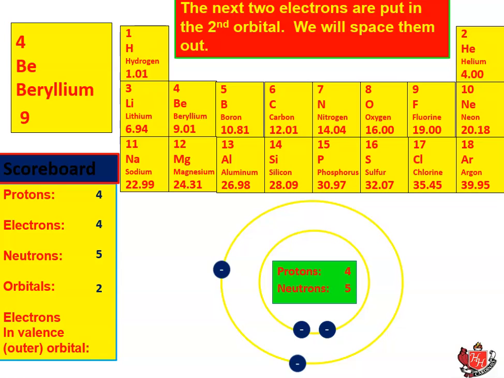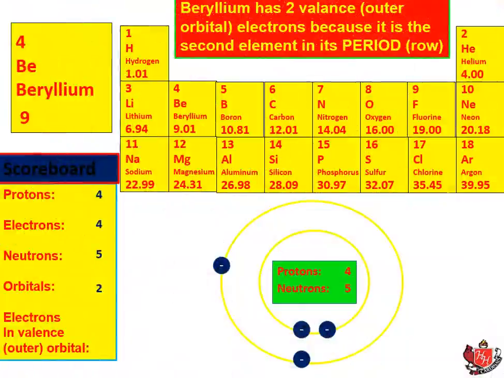I'll jump ahead a little and tell you that what those electrons want to do is pair up with other electrons to form bonds. And so the fact that they're unpaired means that, think of them as being unmarried. So they can get married to an electron from another element and form a chemical bond. So those are our two electrons in the outer orbital, which is the valence orbital, which makes them the valence electrons. So beryllium has two valence outer orbital electrons because it is the second element in its period row.